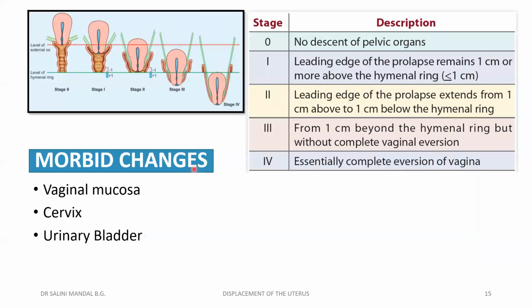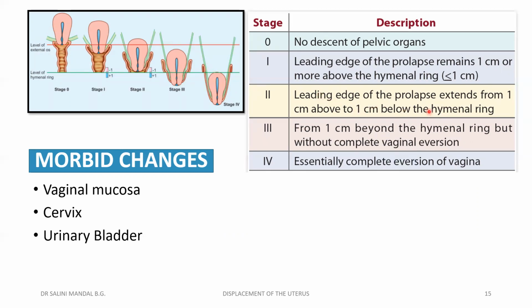Now here, what is important for you is this particular table which is given. First one you can see, stage 0, there is no descent of the pelvic organs. In the second stage, you can see there is a -1 and a +1 written over here. That is basically the centimeter. Now, the first one is the leading edge of the prolapse remains 1 centimeter or more above the hymenal ring.